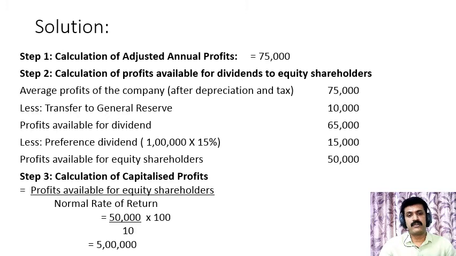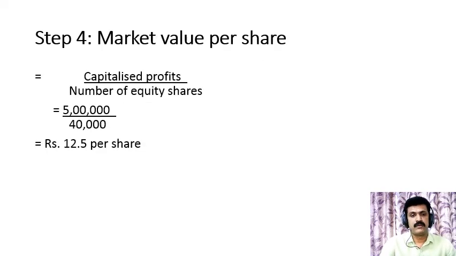Then in step 3, we have to calculate the capitalized profits by using the equation profits available for equity shareholders divided by normal rate of return multiplied by 100. Here profits available for equity shareholders is rupees 50,000 divided by normal rate of return 10% multiplied by 100. That comes to 5 lakhs. Then in the last step, we have to calculate the market value per share by using the equation capitalized profits divided by number of equity shares. Capitalized profits are 5 lakhs and number of equity shares 40,000. So the value of share will be 12 rupees 50 paise per share.